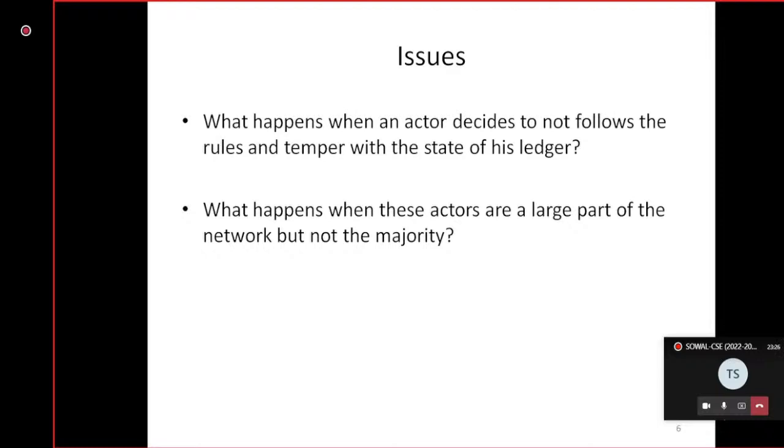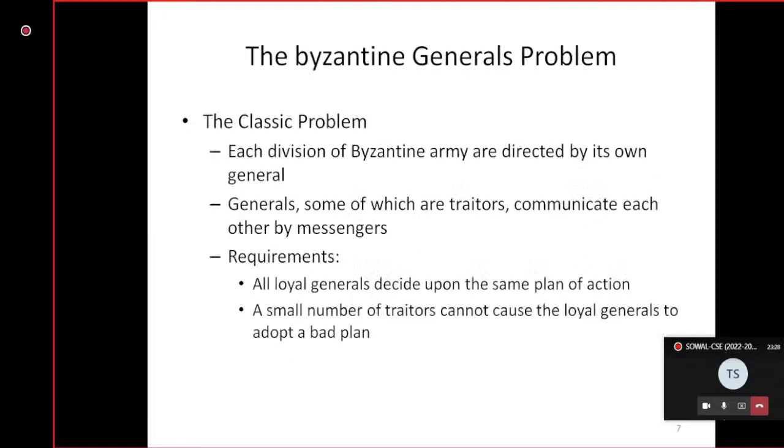So I will explain very briefly the Byzantine generals problem first. Okay. This is a classical problem, called the Byzantine generals problem. This is the solution to the issue I just discussed before. So the problem is that there is a Byzantine army, and the army is divided into units, each commanded by a general. The requirement is that all loyal generals decide upon the same plan of action.